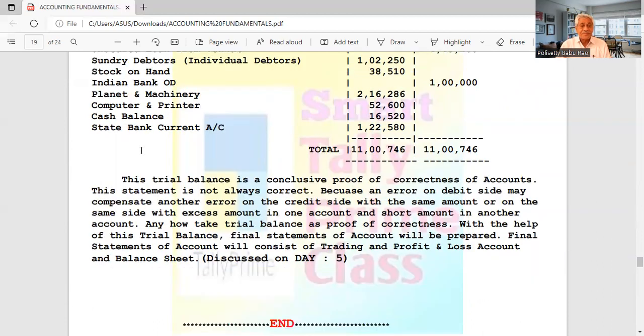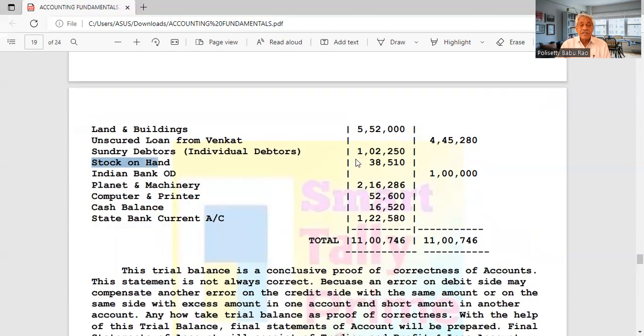Okay, and then stock on hand. The stock on hand is also called closing stock. Closing stock of last year will come to the present year as opening stock. So stock on hand is closing stock of last year or opening stock of the current year. This is the opening balance, so it will be as it is. It will be a debit, which is an asset. Okay. So this will be clear.